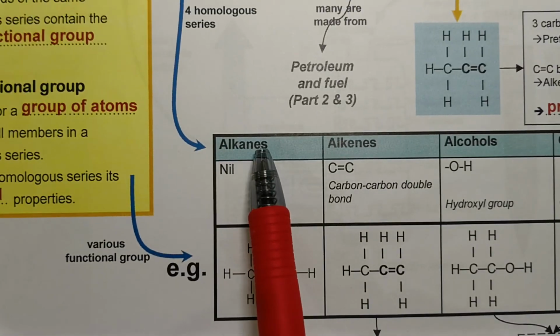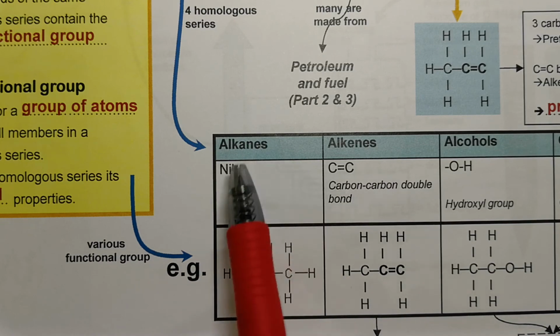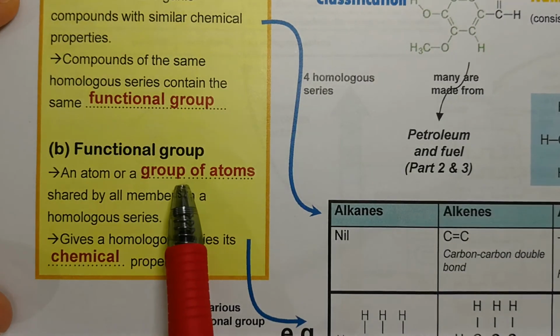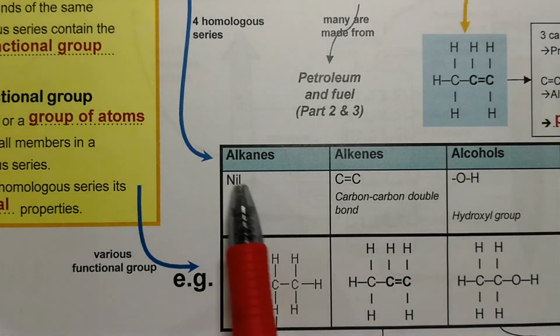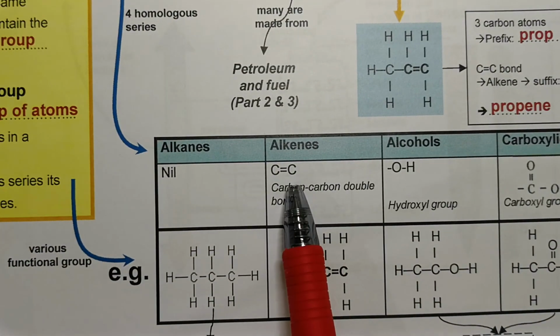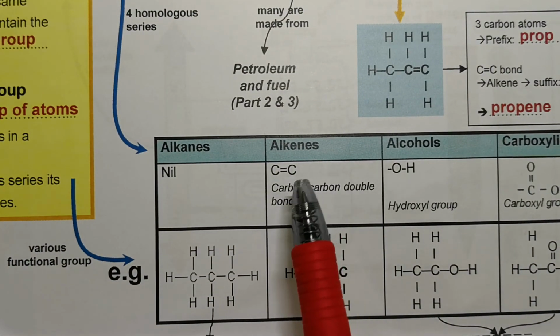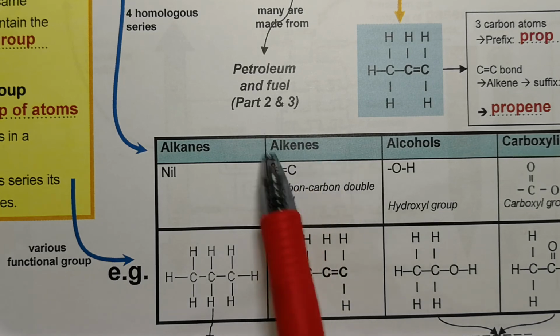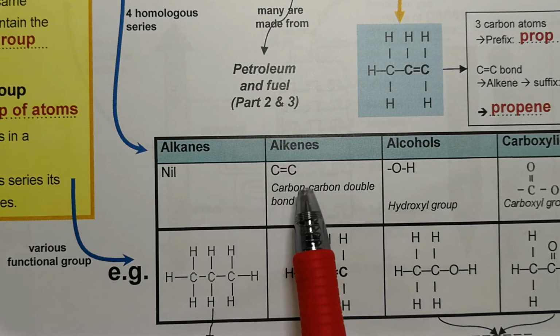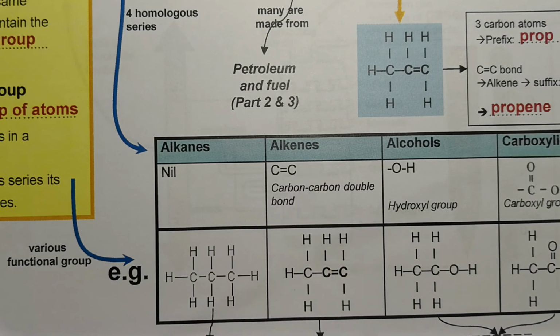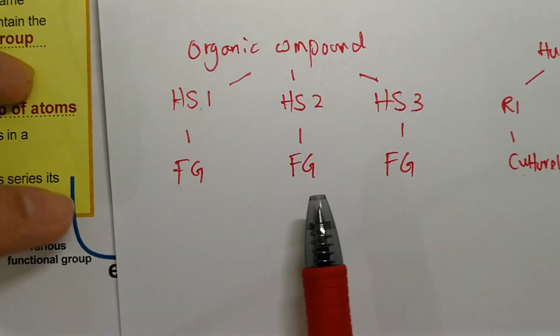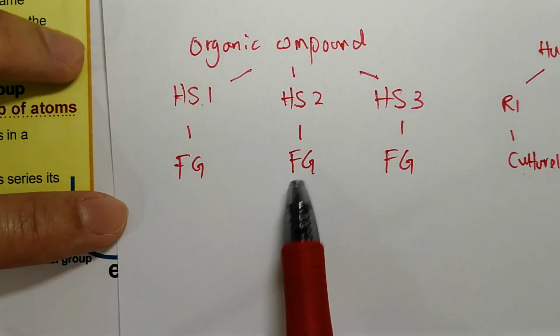So, alkanes, what is the homologous series? I mean, alkane is the name of the homologous series, and in each homologous series there is a functional group. Alkane actually doesn't have one. Alkenes have a functional group, the carbon-carbon double bond. That means that all the alkenes must have this carbon-carbon double bond.